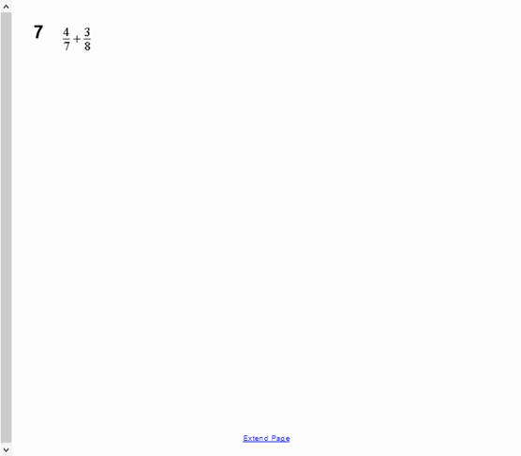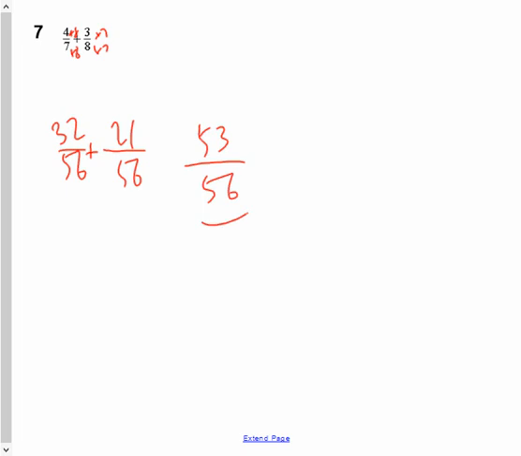Question number 7. We have a slightly more difficult question in that you have denominators of 7 and 8. The first multiple 7 and 8 actually share is 56. So when I make my equivalent fractions, the numerators are going to be pretty big because I have to multiply by 8, multiply by 8. I got 32/56ths. I have to multiply by 7 to get 21/56. Add those together. I get 53/56. The good news is that is lowest terms. 53/56.